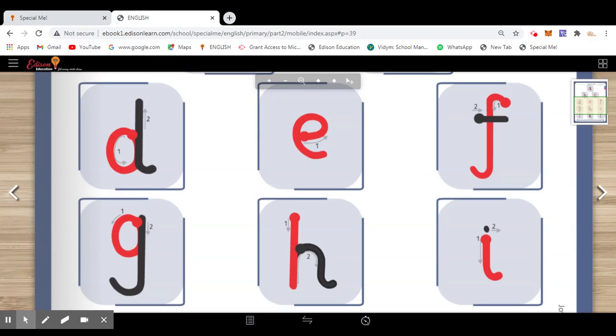So H is a phonic sound of letter H. And to make it, first of all, you have to make a standing line, and from here you have to make a little curve. Is it clear to you? Good. Now come to the next letter.